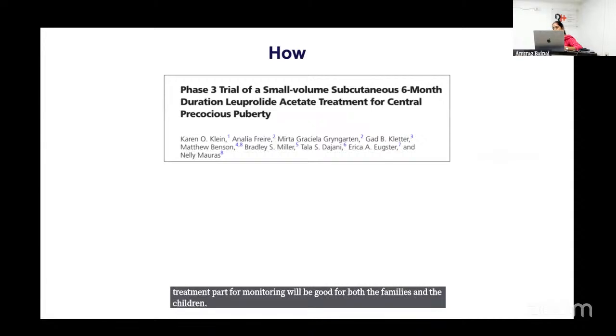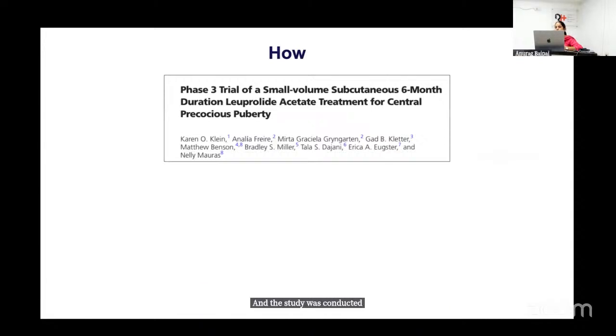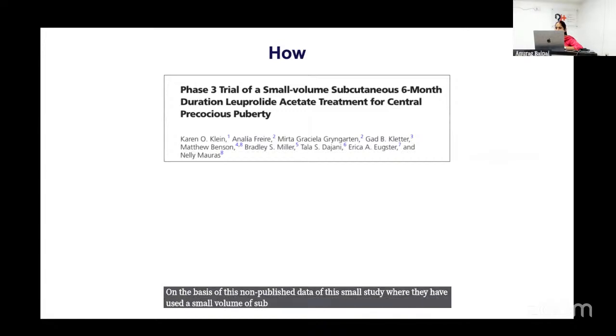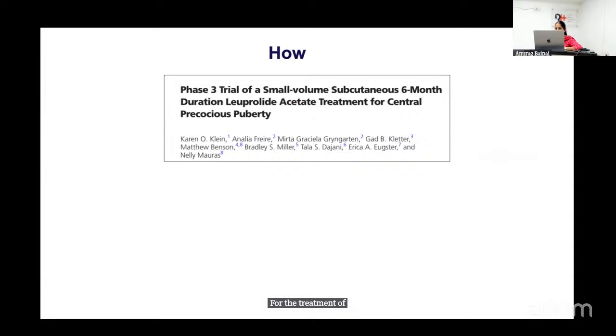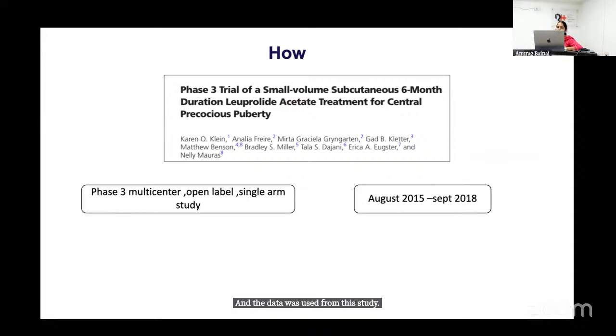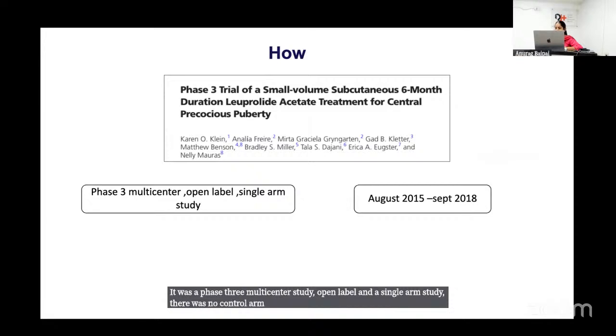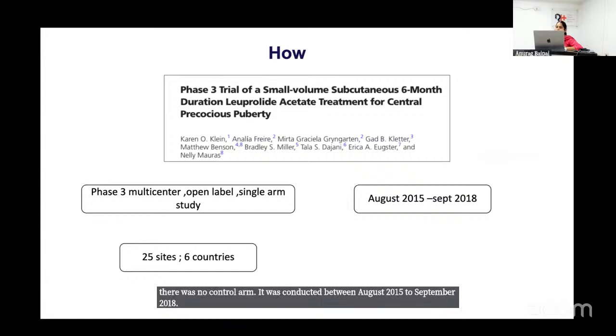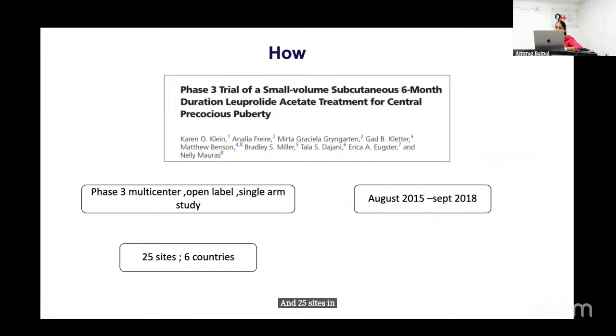The study was conducted on the basis of non-published data of a small study, where they have used a small volume of subcutaneous leuprolide acetate for the treatment of central precocious puberty. And the data was used from this study. It was a phase 3 multi-center study, open label, and a single arm study. There was no control arm. It was conducted between August 2015 and September 2018, and 25 sites in 6 countries were involved in the study.